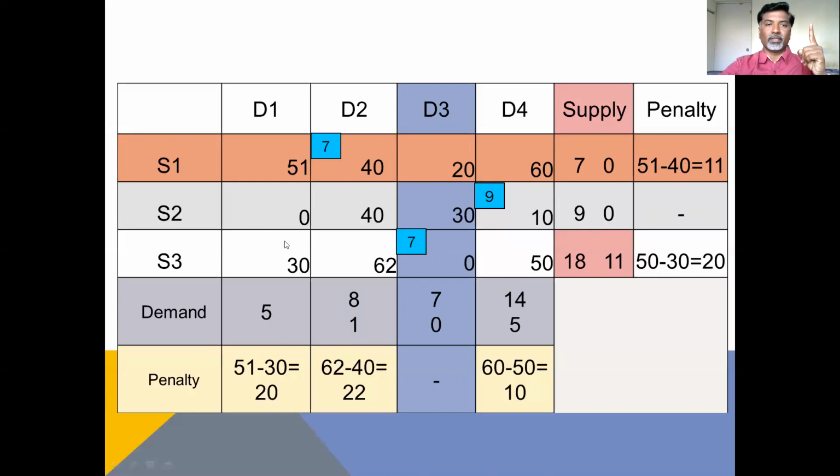In this case, 51 minus 30, 20. 62 minus 40, 22. This cell we are not taking into consideration because the demand is 0. Then 60 minus 50 is 10. So we have to compare all the costs. From this, we come to know that the maximum cost is 22.